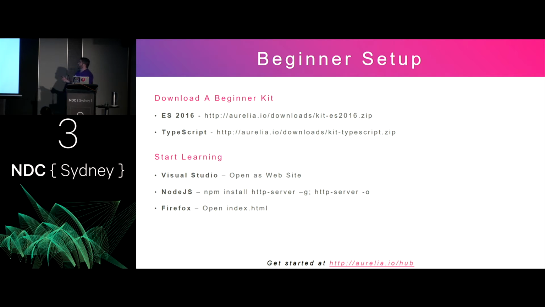You just go and download one of these 2 zip files, unzip it, and then depending on how you want to work with it, you can either open it as a website in Visual Studio. If you like using Node.js, just globally install the HTTP server and then run it in the folder. Or if you're using Firefox, it's even simpler. You just open the index.html file. Firefox actually allows you to run JavaScript from local files.